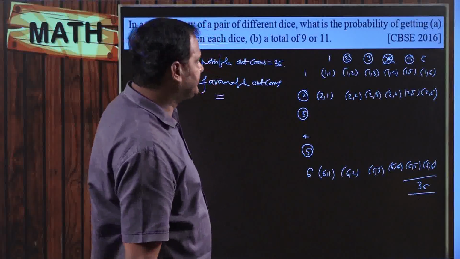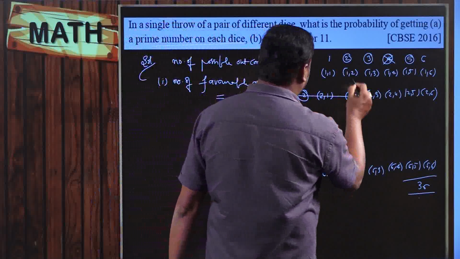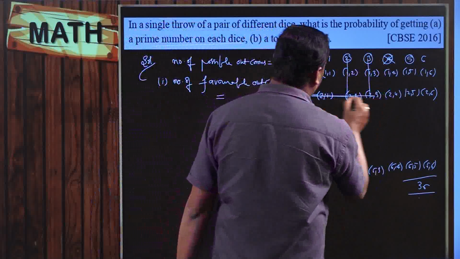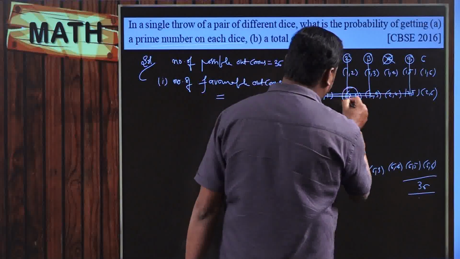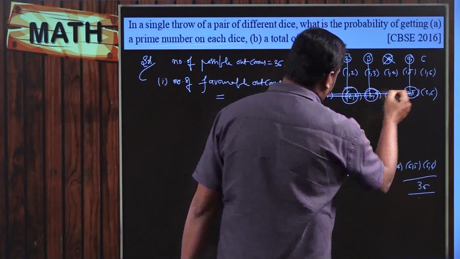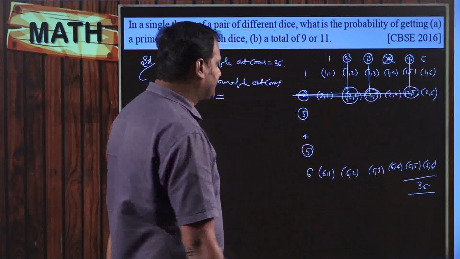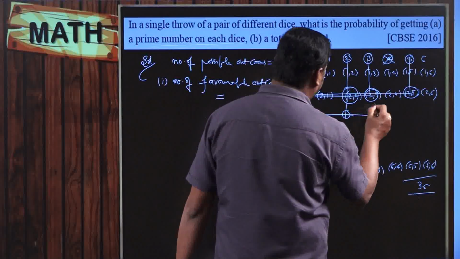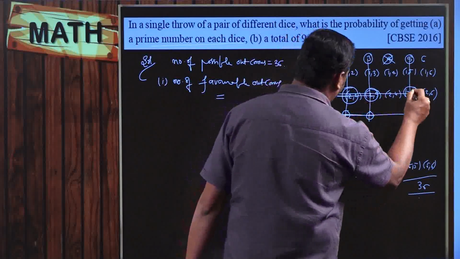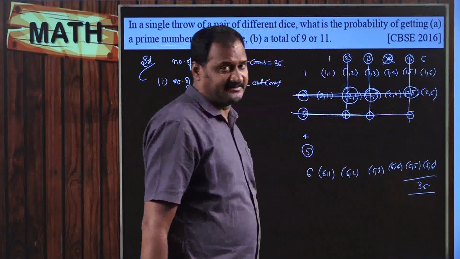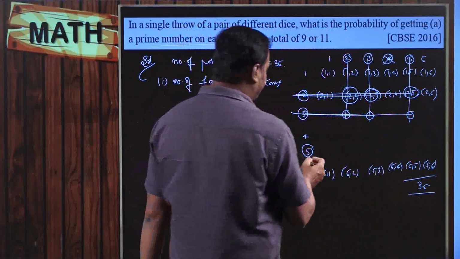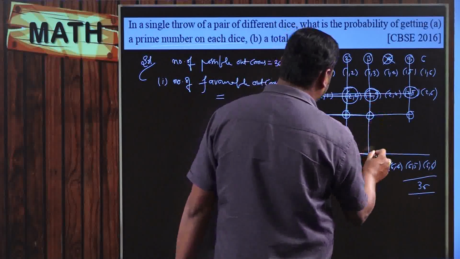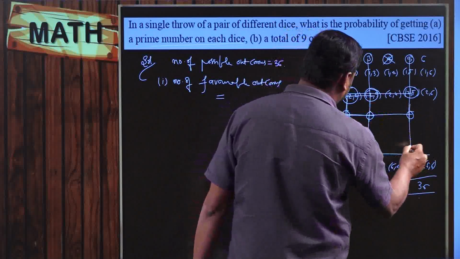So here you can understand one thing, 2 comma 2 is a prime, 2 comma 3 is a prime, and 2 comma 5 is a prime. So these three are primes, okay, with the combinations of 2. Now with the combinations of 3, 3 comma 2 is a prime, and 3 comma 3 is a prime, and 3 comma 5 is also a prime, because both must be primes, okay. And 5 comma 2 is a prime, and 5 comma 3 is a prime, as well as 5 comma 5 is also a prime.